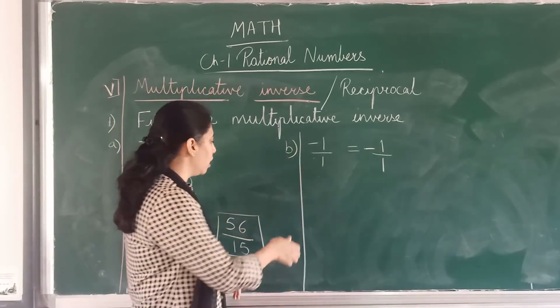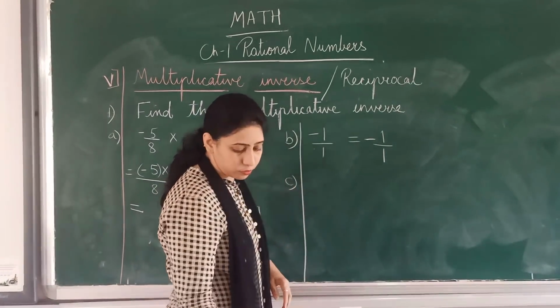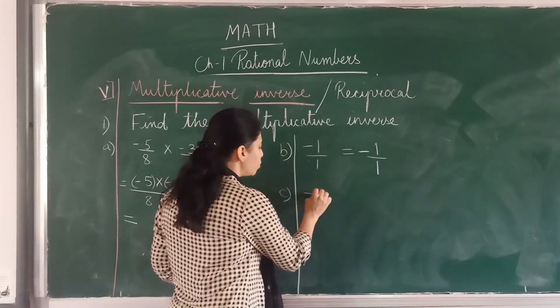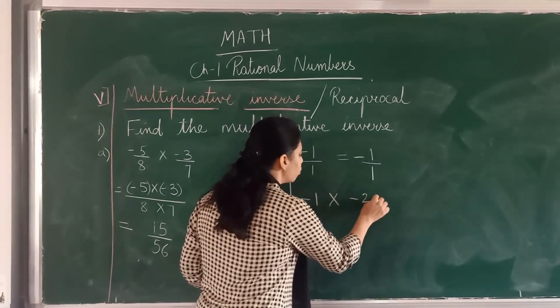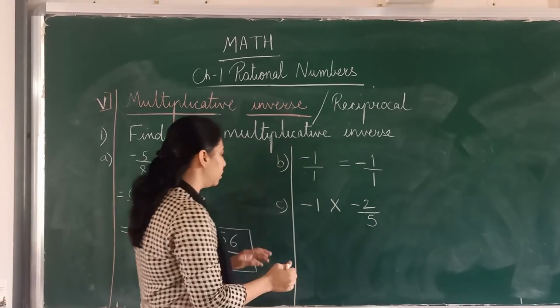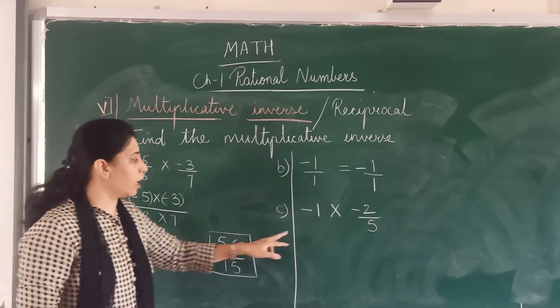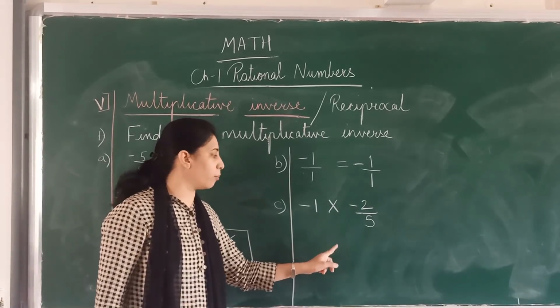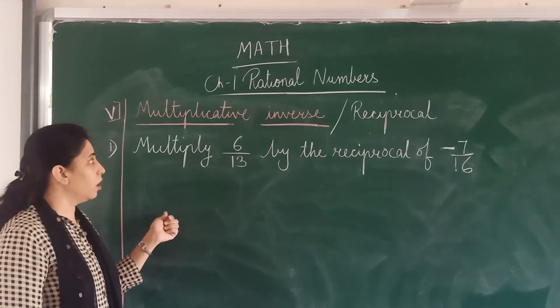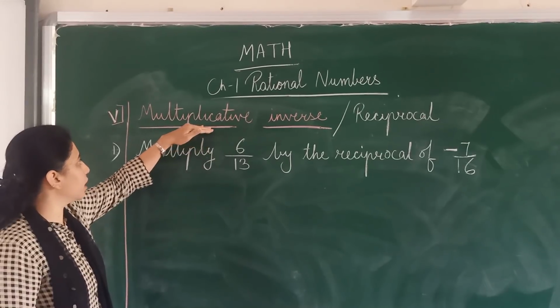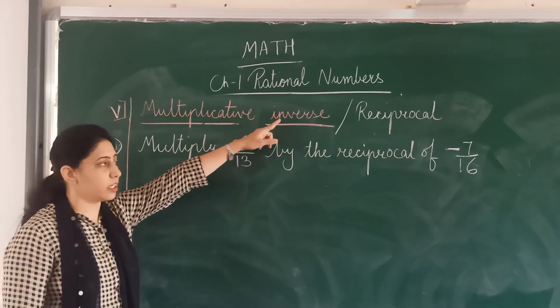Okay, so this is it. Now one more sum I will give you. Minus 1 into minus 2 upon 5. Now this sum is in the same way. Same way you are going to solve it, on your own, and comment the answer. One more example we will see with the same concept, that is multiplicative inverse, that is reciprocal.